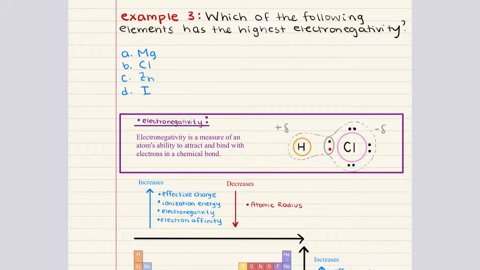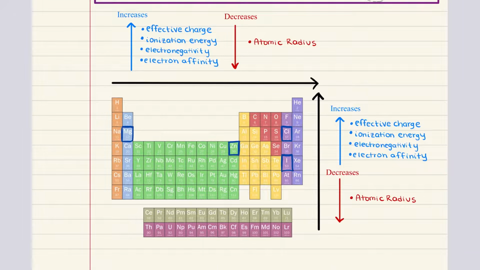Now, what are the trends for electronegativity? Let's scroll down here and review what we discussed in lecture. Going from left to right on the periodic table, electronegativity increases. Electronegativity increases due to the greater effective nuclear charge, which allows atoms to attract bonding electrons more strongly. What about going from bottom to top? What's the trend for electronegativity? It increases as well because atoms higher up in a group have fewer electron shells, resulting in a stronger attraction between the nucleus and the valence electrons.